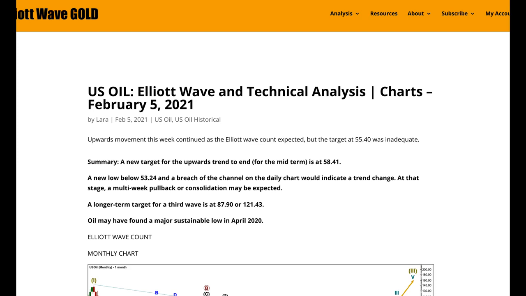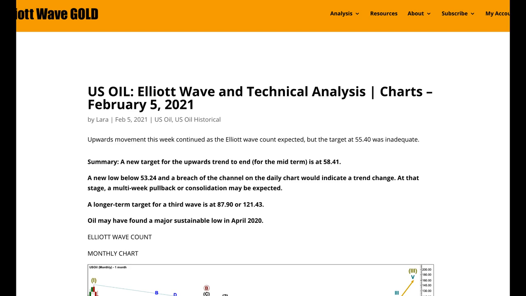Upward movement continued and passed my target, which was at 55.40. It continues and the structure is incomplete, so I've calculated a new target. It's at 58.41. About that point, I'll be expecting a multi-week pullback or consolidation to begin. We can use a channel to indicate when that may have begun.